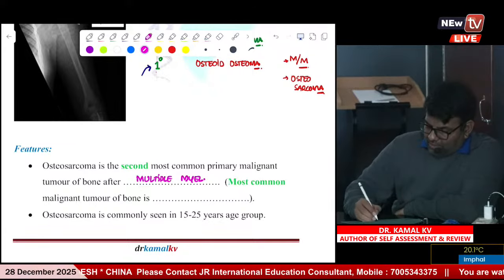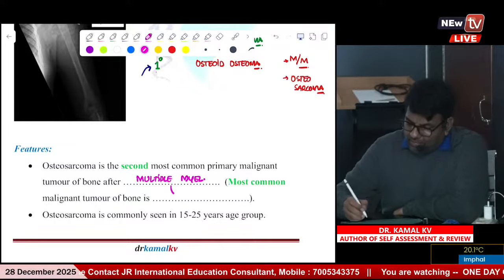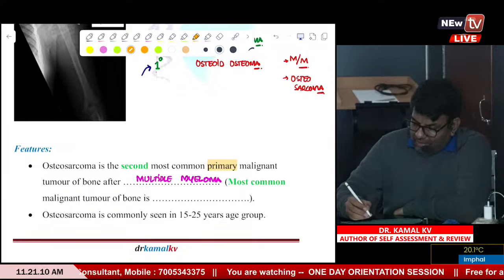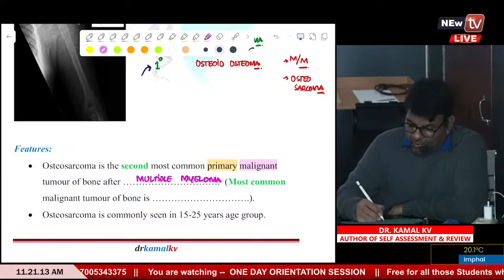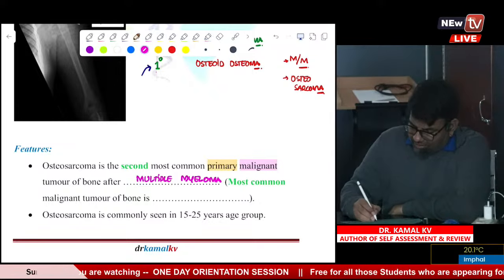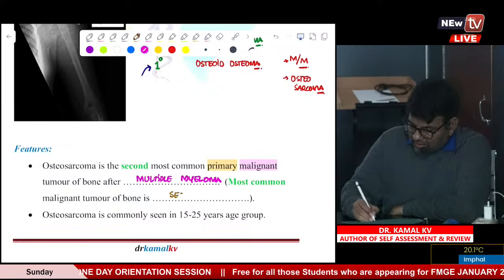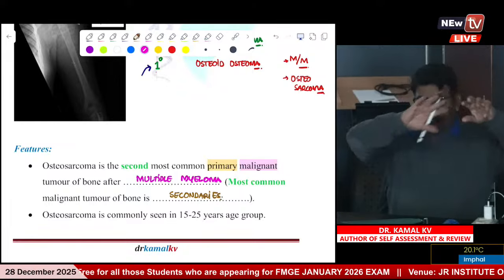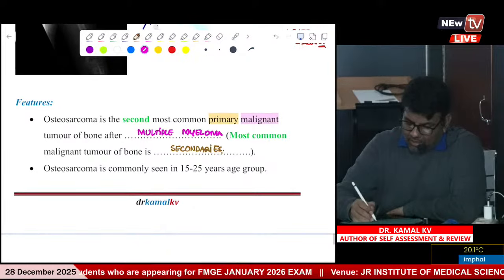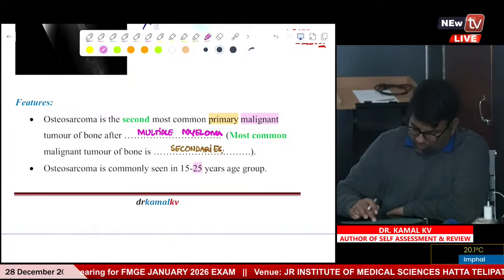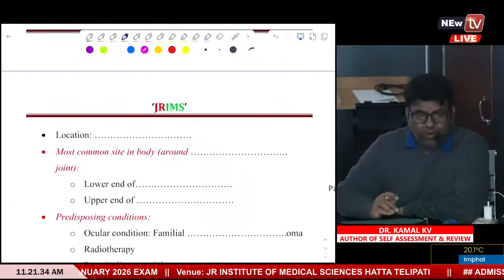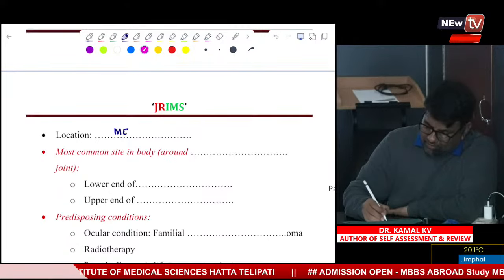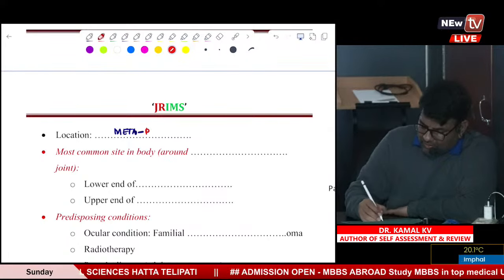So multiple myeloma is the most common primary malignant. This is very important. Primary malignant. If I don't use the word primary, then the answer would be secondaries. Secondaries means the tumor has originated somewhere else and now it has invaded the bone. It is seen within 15 to 25 years of age. In which part of the bone? Epiphysis, metaphysis or diaphysis? It is in metaphysis. So osteosarcoma is in metaphysis.